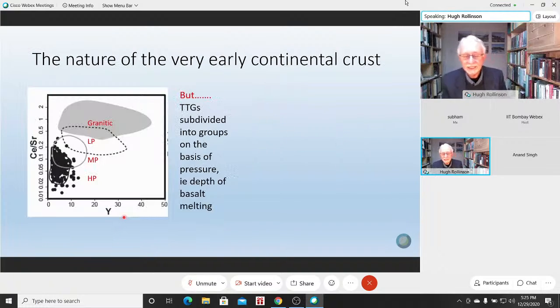But when we look in detail at TTGs, we find that they form a series of subgroups. And this is a trace element diagram using cerium over strontium versus yttrium. We can see that TTGs might be subdivided into a high pressure group, this lower category, a medium pressure group with the grey ring, or a low pressure category. And this is based upon their trace element content, but is thought to reflect different pressures of melting.